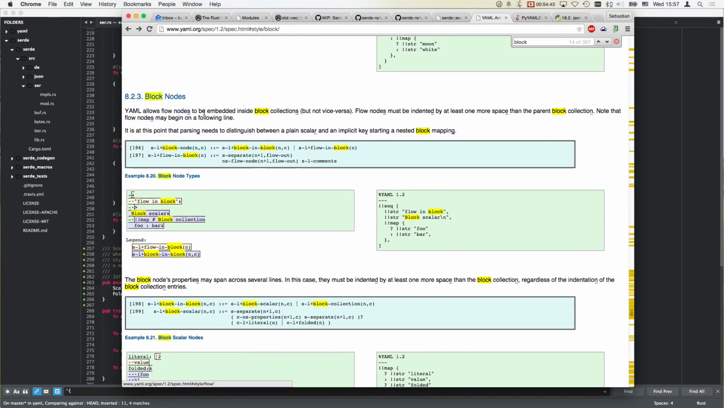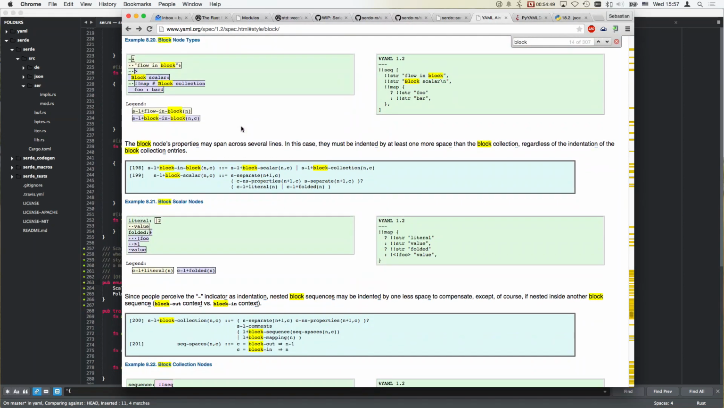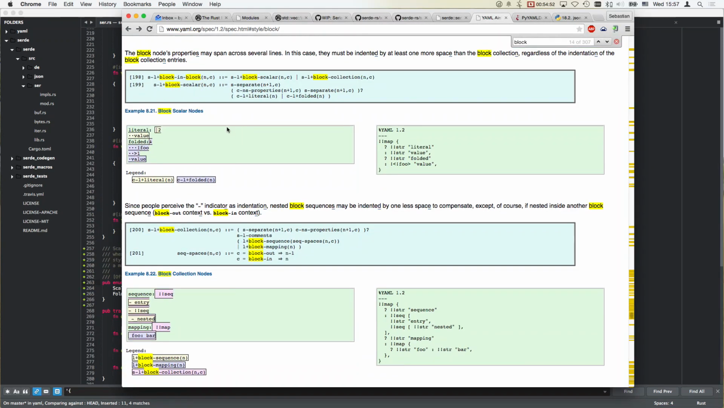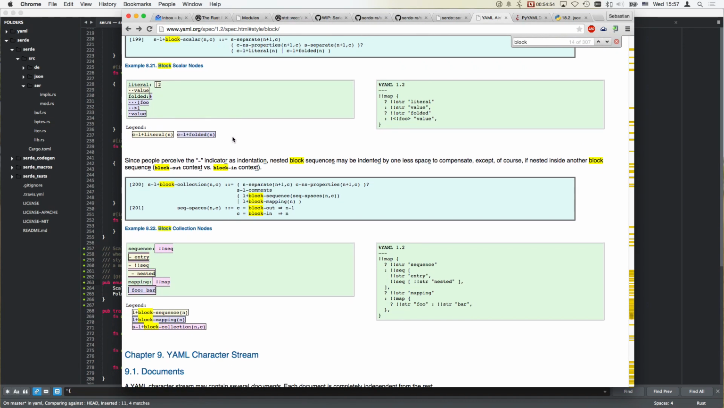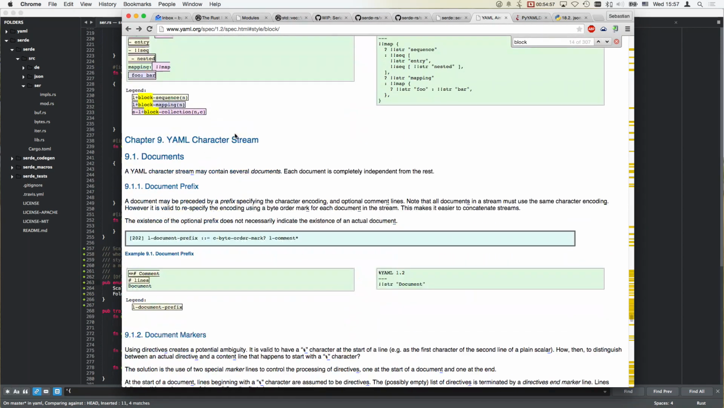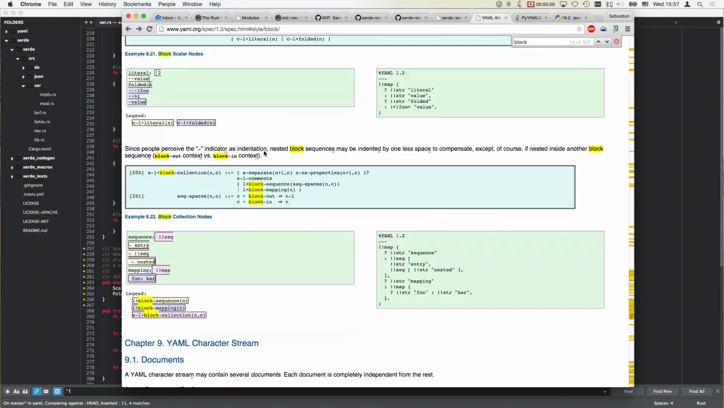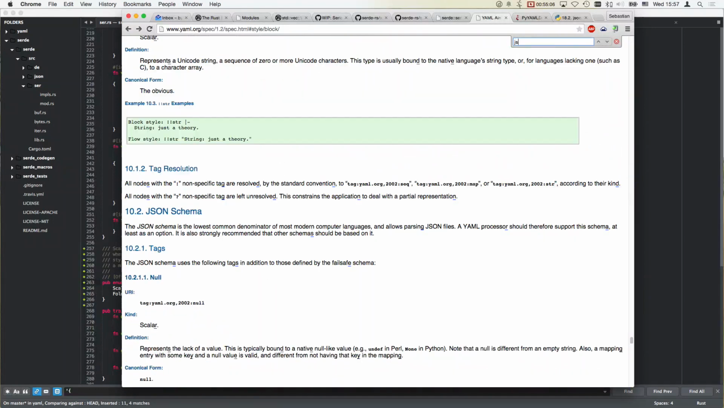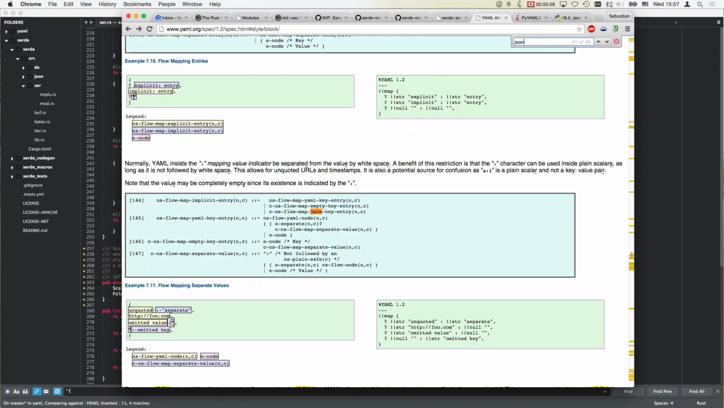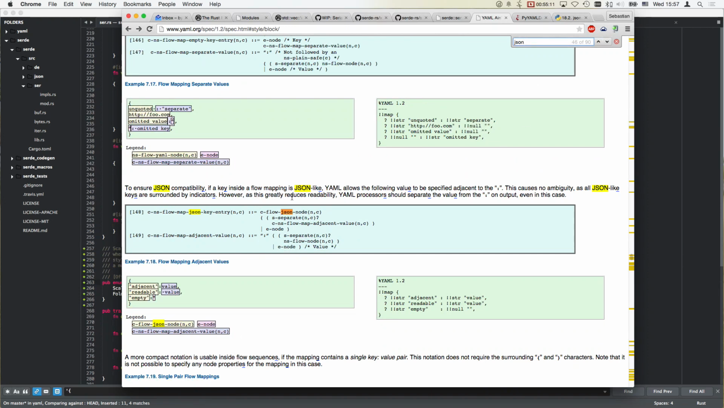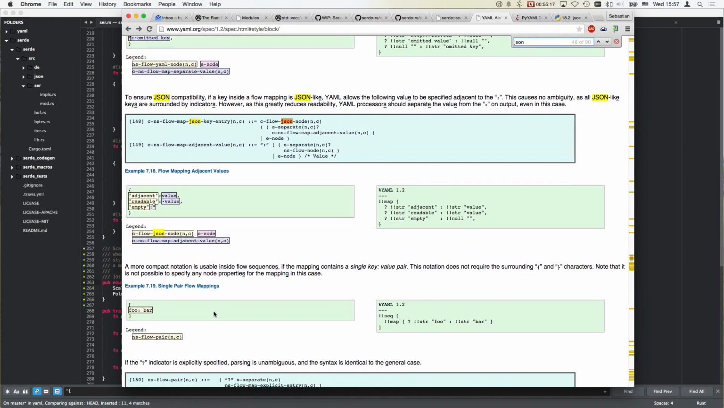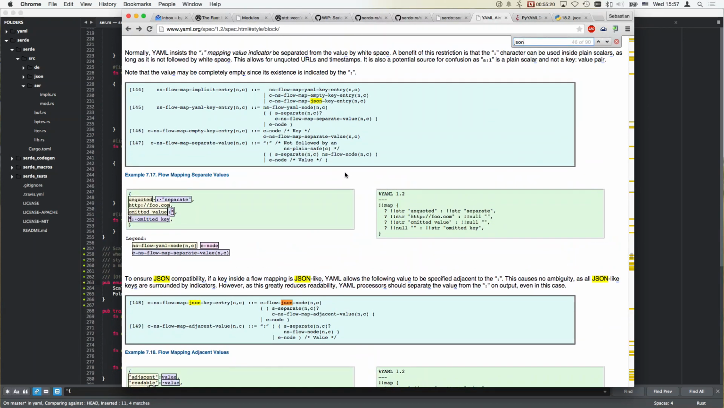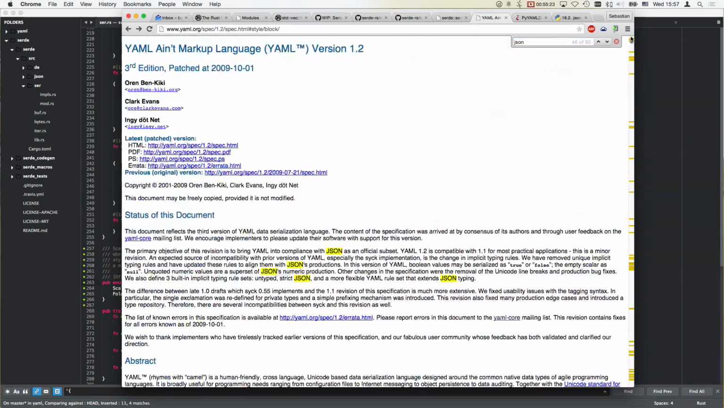YAML allows flow nodes to be embedded. Okay, now we are with the... Yeah, I have no idea. I want to see how this is supposed to be specified. What terms do they use? I've read something about JSON style. JSON stuff. Flow mappings, I don't know. How's that supposed to be stated here?